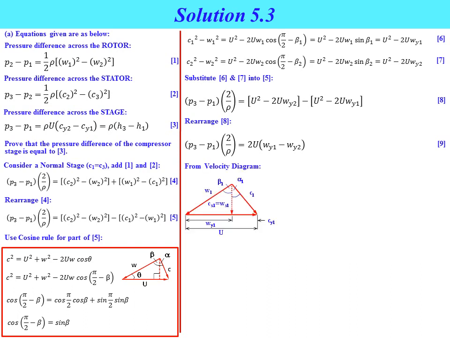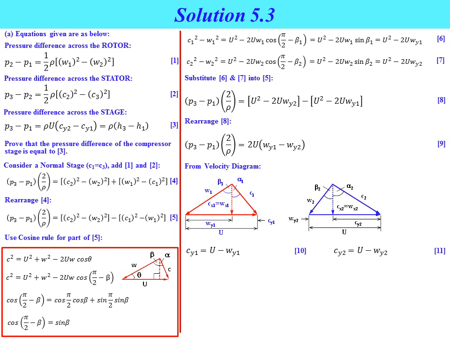From this diagram, at the inlet of the rotor, Cy1 equals U minus Wy1, equation number 10. And based on this diagram, at the outlet of the rotor, Cy2 equals U minus Wy2, equation number 11. Subtracting equation number 10 and equation number 11, we get Wy1 minus Wy2 equals Cy2 minus Cy1, equation 12.